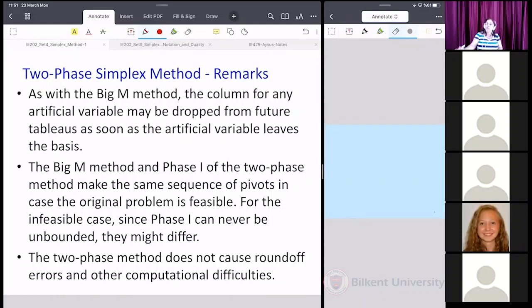And one other beauty of the two-phase is it doesn't have BigM, so there are no round-off errors.